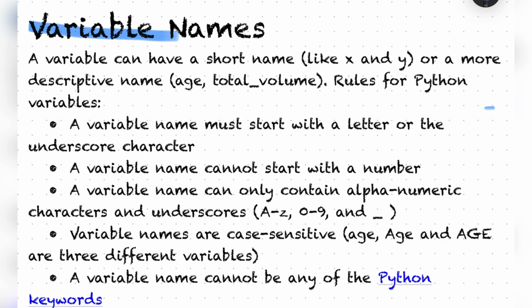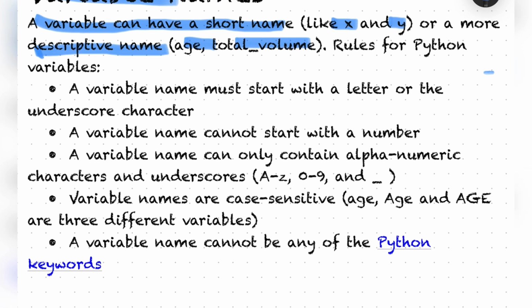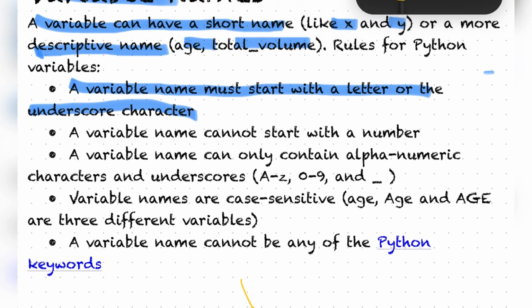Now there are some naming conventions we should know when declaring variables. A variable can have a short name like x, y, or a more descriptive name like age, total volume. Some rules of Python variables are: a variable name must start with a letter or the underscore character. It cannot start with a number. Suppose we cannot start a variable with 1a. We can write a1 but we can't write 1a, and it can start with an underscore. Suppose you can write underscore a.